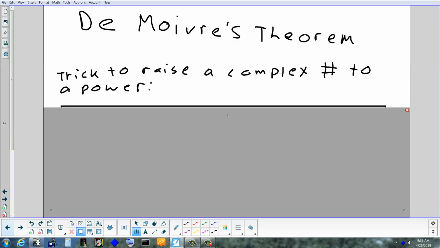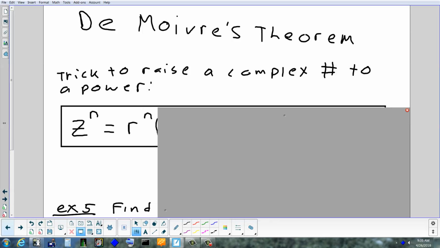So the trick to raise a complex number to a power, it's about the same difficulty as the other 2 tricks. The first thing you do is take your radius and raise it to the power. That's the first step.